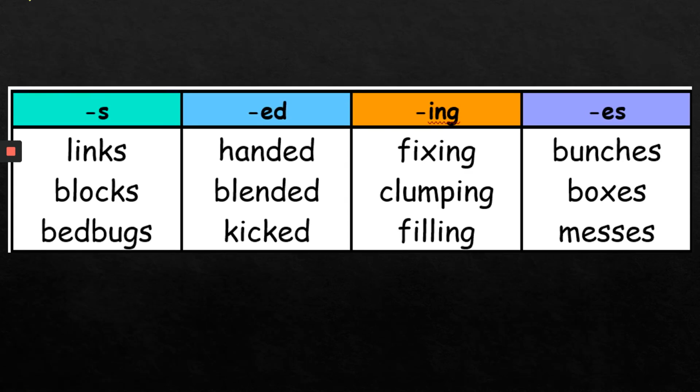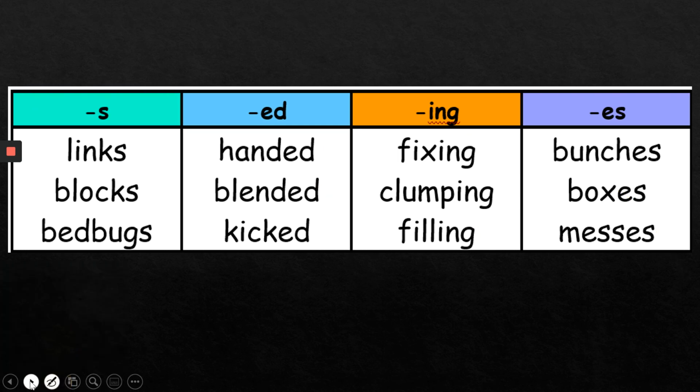So I want you to pause the video for a moment and practice reading through these 3 words of each suffix you've learned. So there are 4 suffixes you've learned, 3 words to practice in each category. Pause me, practice reading. I'll go over it with you now. We have links, blocks, bedbugs, handed, blended, kicked, fixing, clumping, filling, bunches, boxes, messes.